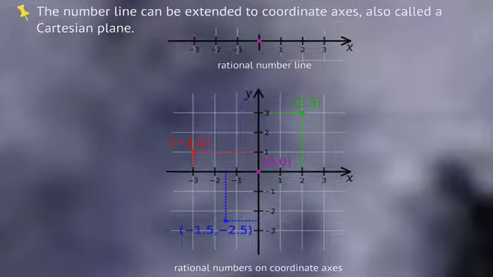The number line can be extended to coordinate axes, also called a Cartesian plane. At the top we have a rational number line. Fractions belong on a rational number line as well, but they just aren't shown here. At the bottom we have rational numbers on coordinate axes. That is the x-axis and the y-axis. The coordinate axes is plural, axis is singular.